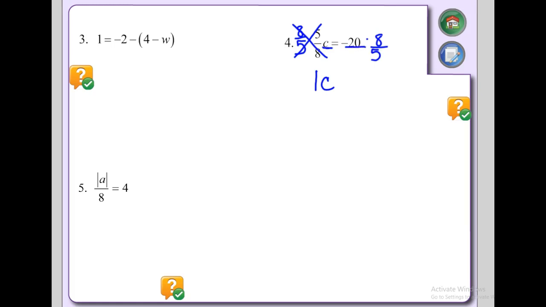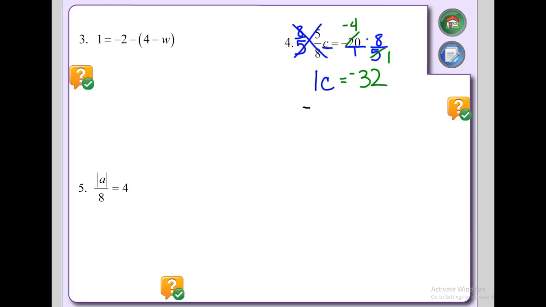Now, Mrs. Burton always puts her whole number over 1. Do you see some things we can cross cancel? 5 goes into 5 once. 5 goes into negative 20, what? Negative 4 times. And now what's negative 4 times 8? Negative 32. Nice. We always check our work.